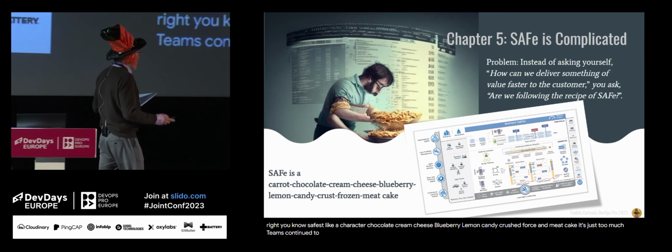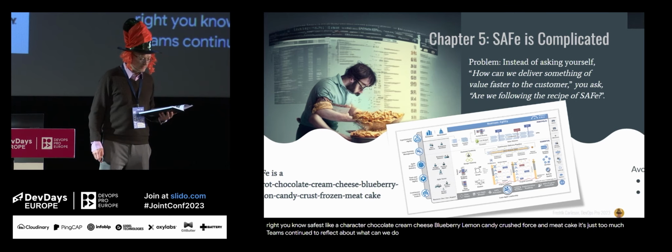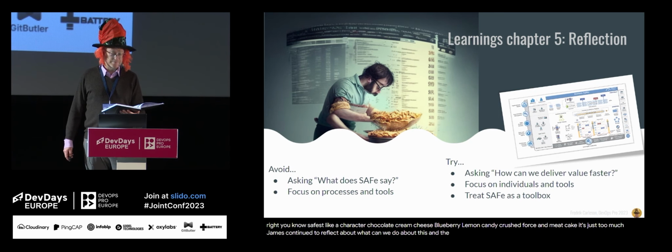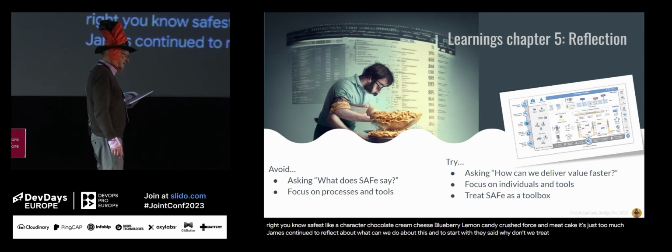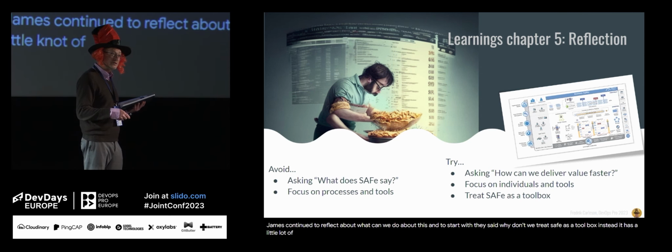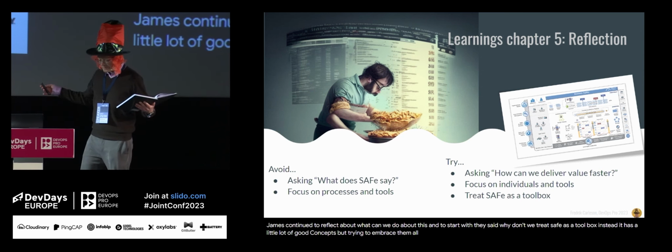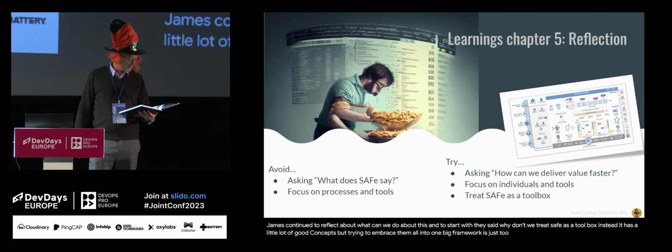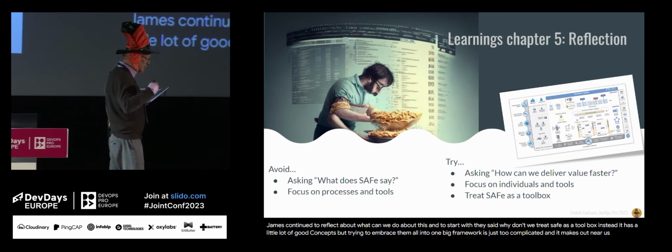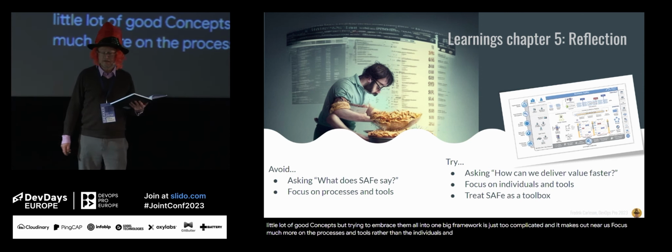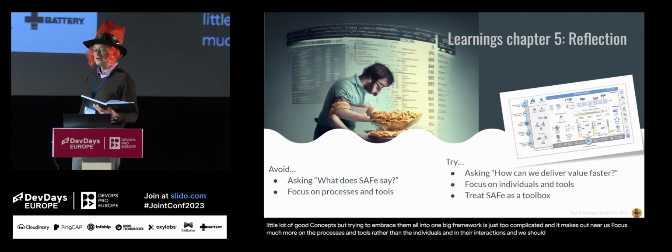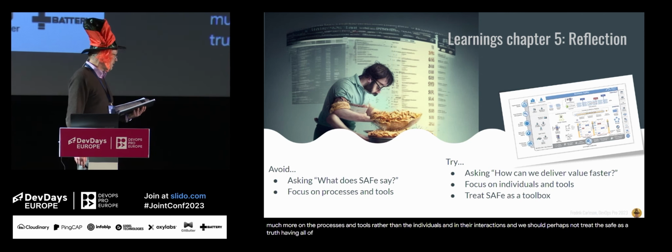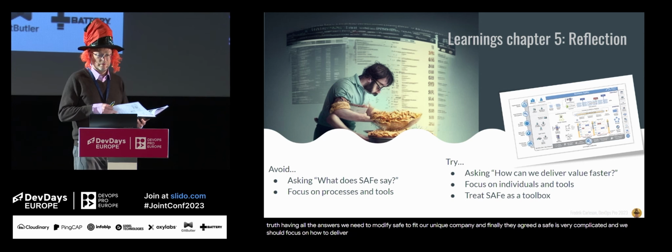The teams continued to reflect about what can we do about this. And to start with, they said, why don't we treat SAFe as a toolbox instead? It has a lot of good concepts, but trying to embrace them all into one big framework is just too complicated. And it makes us focus much more on the processes and tools rather than the individuals and the interactions. And we should perhaps not treat SAFe as a truth, having all the answers. We need to modify SAFe to fit our unique company. And finally, they agree that SAFe is very complicated, and we should focus on how to deliver value more often.